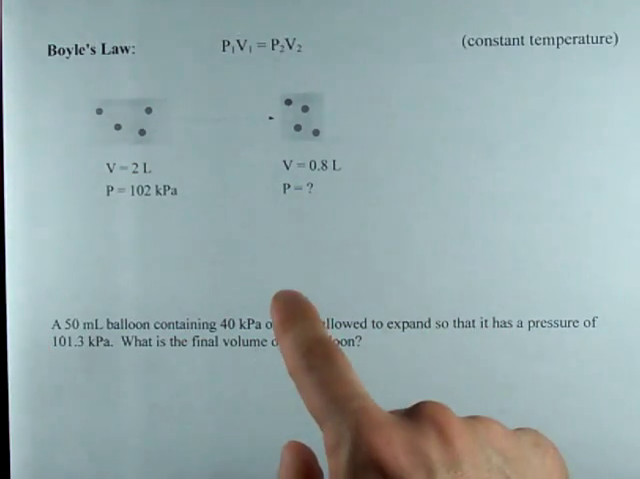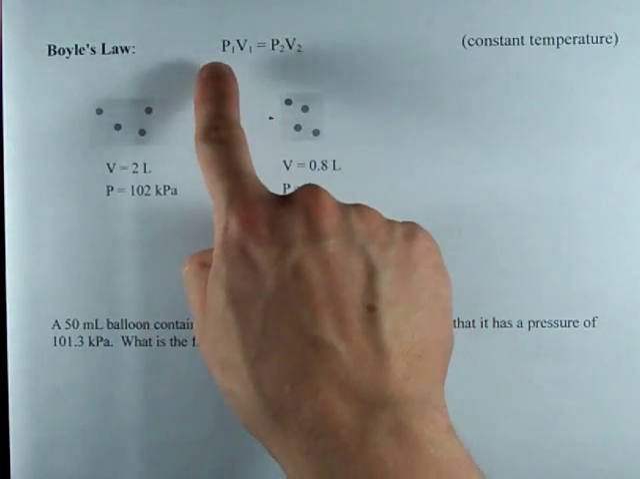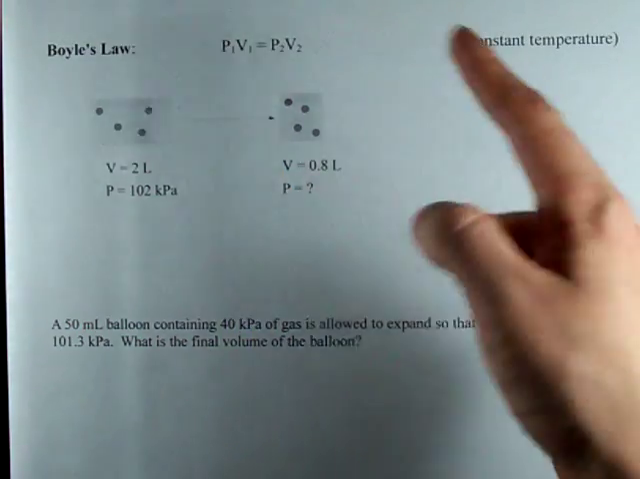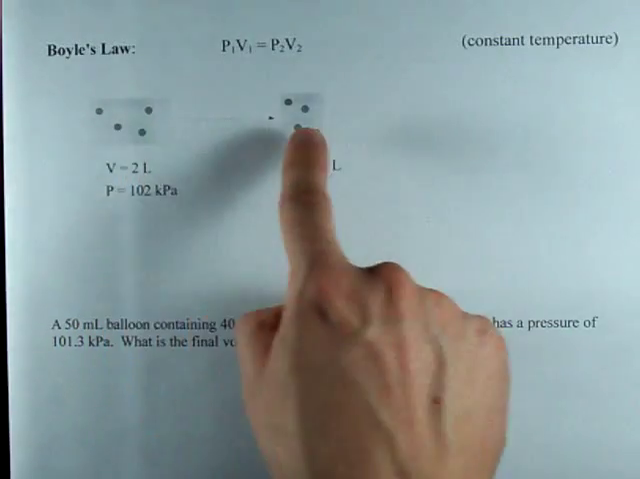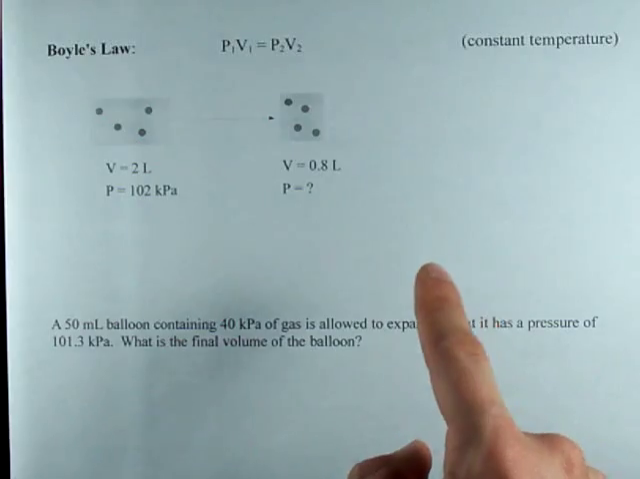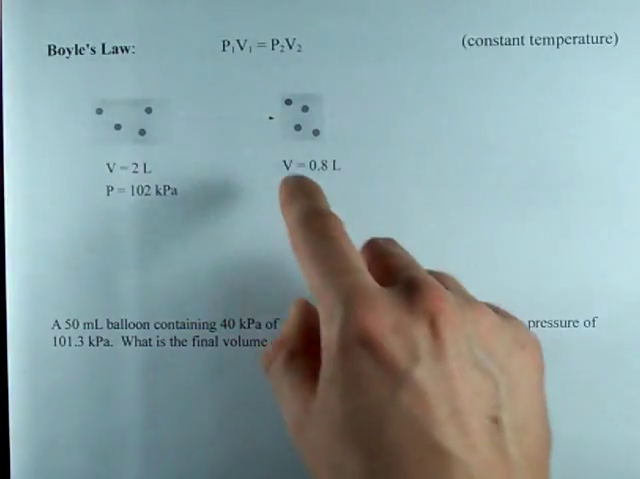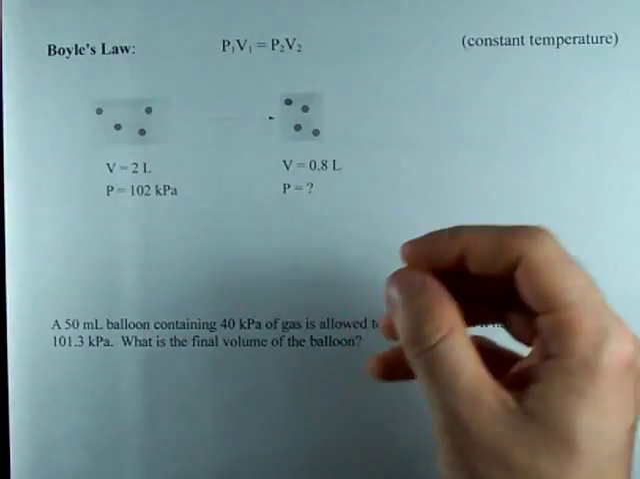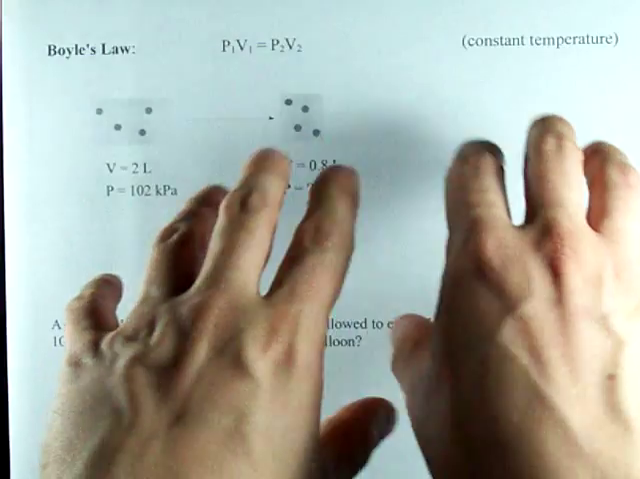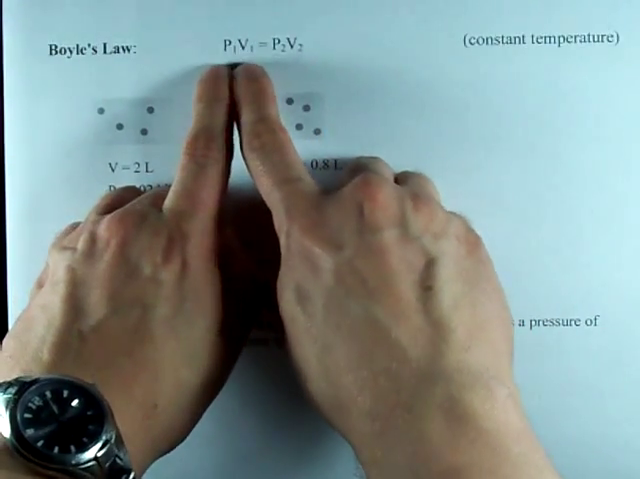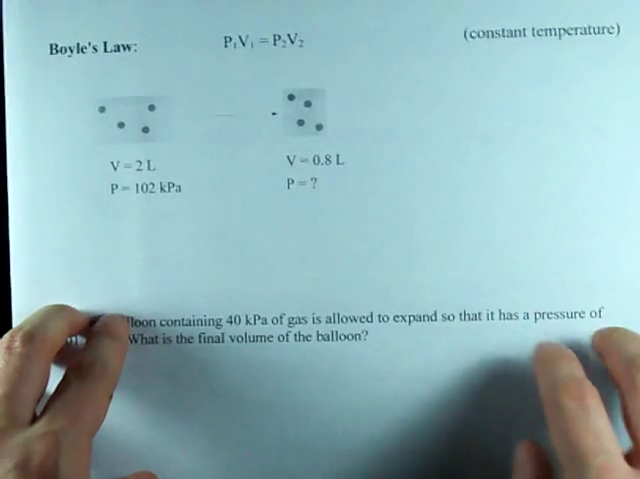Like Boyle's law, which says that the product of pressure and volume is always the same as long as you have the same number of moles in the chamber and the same temperature. What we really mean is if we compress the volume down, the pressure goes up, and if we expand the volume, the pressure goes down. And it works exactly like this relationship, P1V1 equals P2V2.